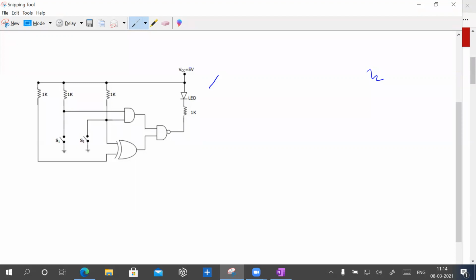Sir, is the drop across the 1 kilo ohm negligible? Not required here. Forget about it. Of course, that is almost negligible. In the question, I just mentioned to assume that 5 volt indicates logic 1 and 0 volt indicates logic 0, and also that this LED operates in the forward bias region. That means the LED glows in the forward bias region.